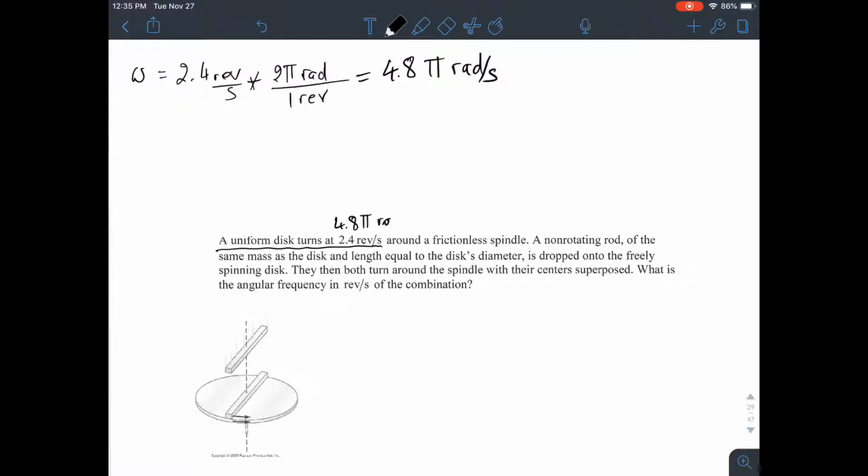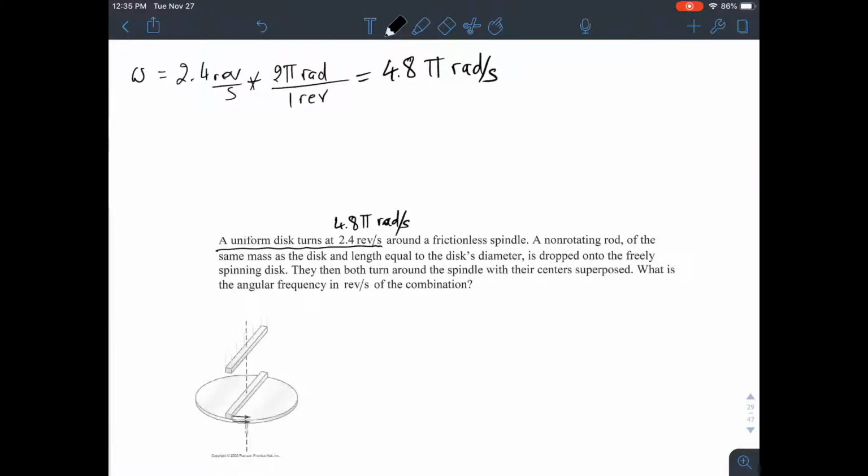So this is what they're telling us. A uniform disk turns at 4.8 pi radians per second. It's frictionless, so don't worry about friction. A rod drops on it, and because the rod was not spinning, now the rod's going to start spinning. So you kind of took something away, and what's the new angular speed? What's the angular frequency or the angular velocity now in revolutions per second? Okay, they want the answer back in revolutions per second.